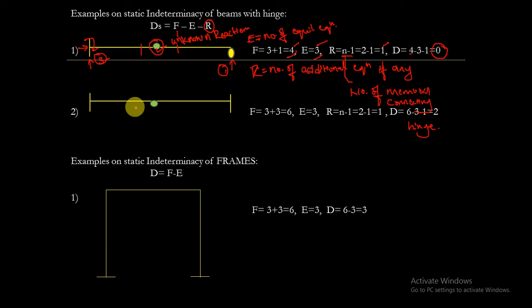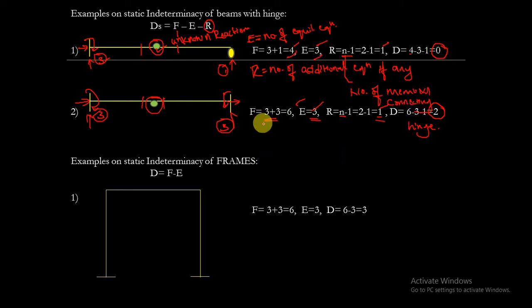And let us see the second example. That is the reactions at the support is, there are 3 unknown reactions, and here 3 unknown reactions. Totally there are 6 unknown reactions, and there are 3 equilibrium conditions, and that is R equals to n minus 1. There are two members connecting to this hinge. Therefore R equals to 2 minus 1, and D equals to 6 minus 3 minus 1. That is static indeterminacy of the structure is 2.